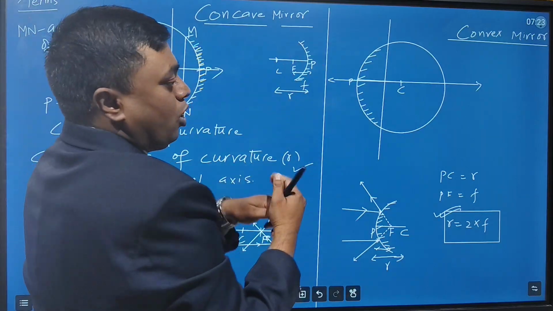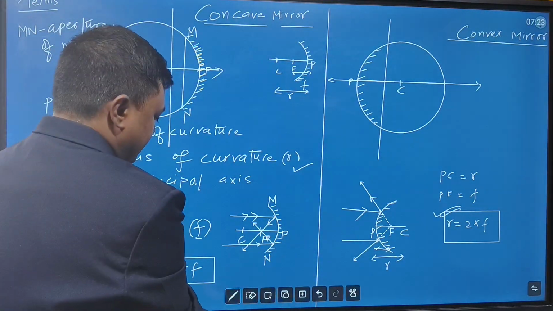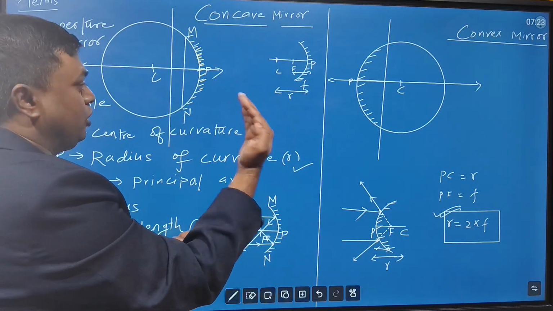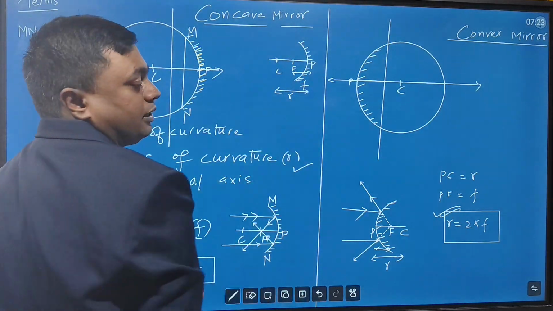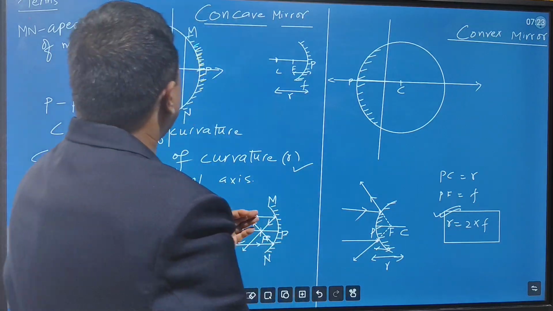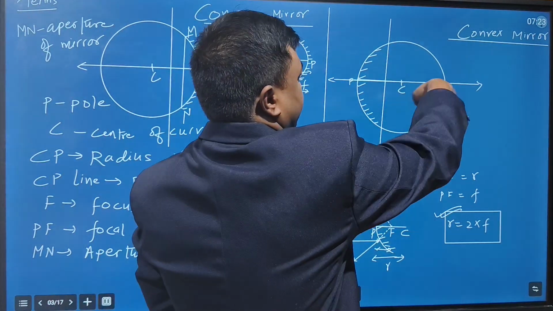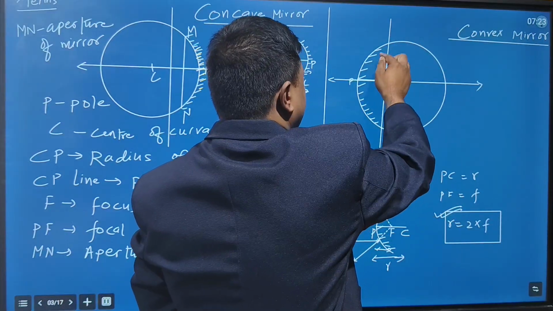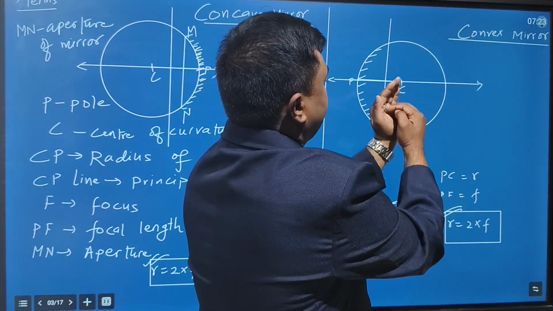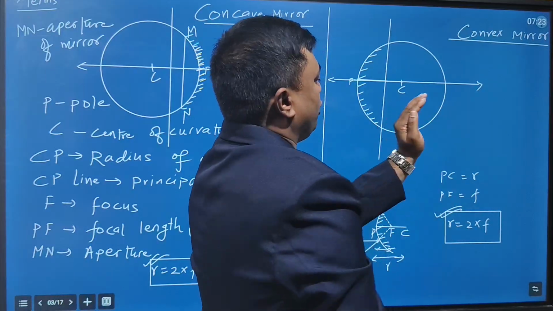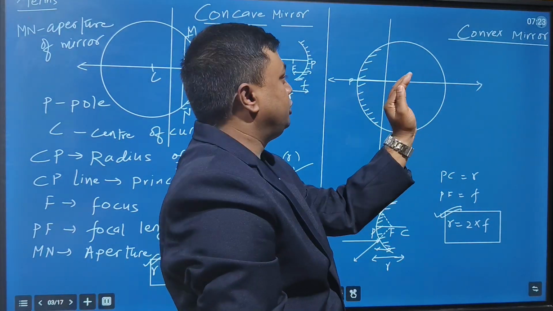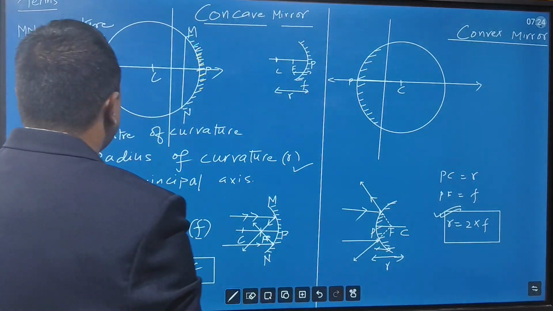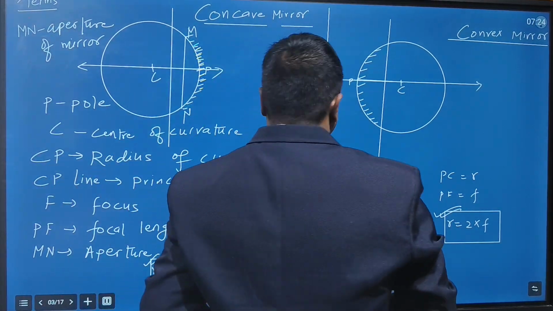This part is polished from the outer part, so this part is a reflecting part. This is called a concave mirror. And if you polish the inner part of the spherical glass, so that we can see from this side, this is called a convex mirror.